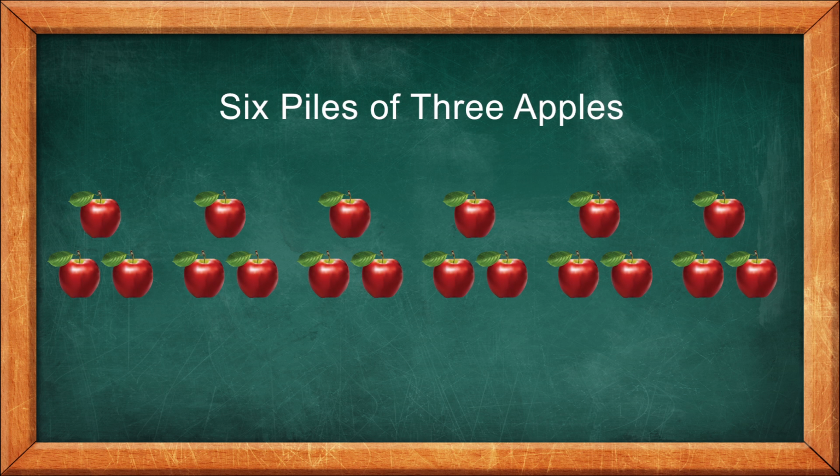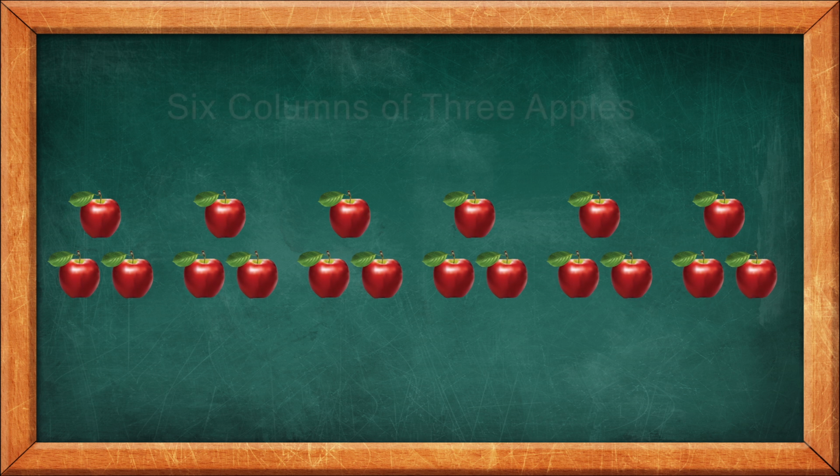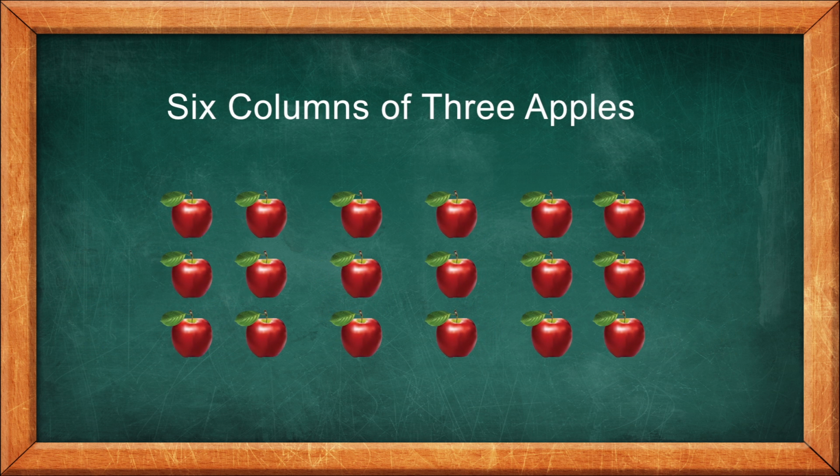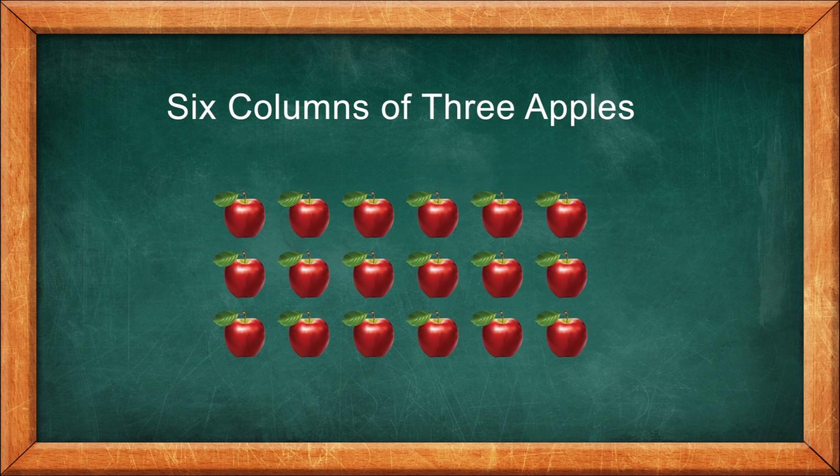Focus on the representation we have. Right now, it's a bit jumbled. How can we clean it up? One possibility is to turn each pile into a column, and move the columns next to each other. Now notice that we're not changing the number of apples that are present, just the way they're arranged.